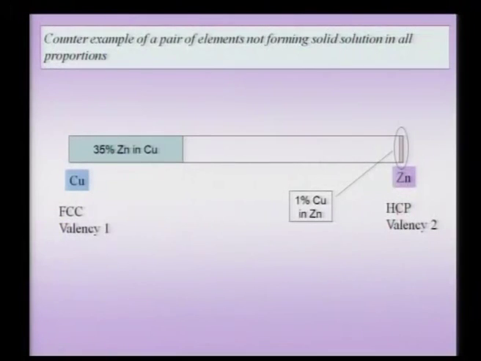Now, when I am talking about solubility, you see that copper has a valency of 1 here and zinc has a valency of 2. So, the higher valency element is zinc, and as the rule says, the higher valency element dissolves more in the lower valency element, and the solubility in this case happens to be 35%. That means, I can dissolve 35% zinc in copper, while if you look at the other part of the diagram, how much copper can I dissolve in zinc? Copper is the lower valency element and zinc is the higher valency element, and therefore, you can see the solubility is very limited, it is only 1%.